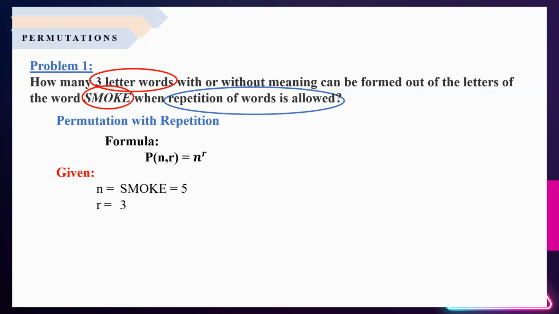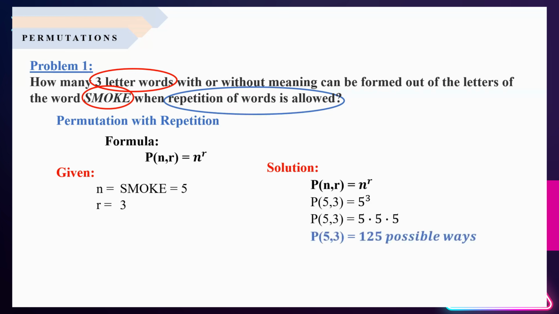Let us use this given to substitute sa ating formula na permutation of n taken r at a time is equal to n raised to the r power. So therefore, meron tayong n na 5 at ang r natin ay 3, kaya meron tayong 5 raised to the third power. At 5 times 5 times 5 is 125. Therefore, there are 125 possible three-letter words that can be formed out of the letters of the word smoke.